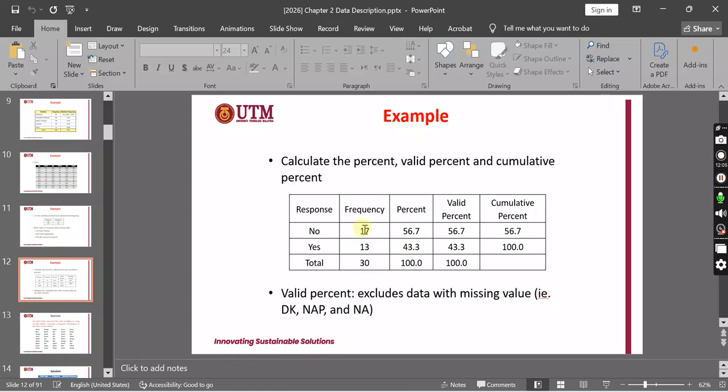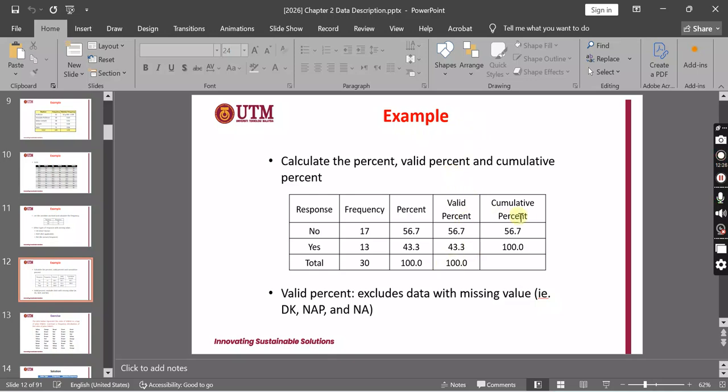For the percent or percentage value, 17 divided by 30 times 100 will be 56.7. And for this one, it will be 43.3. Valid percentage is the same as percent, so no need for it here.